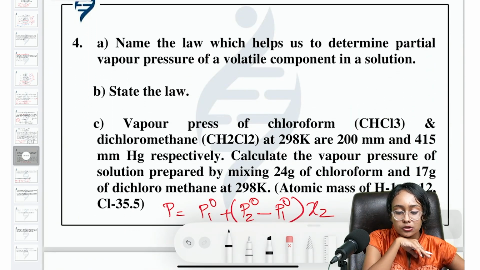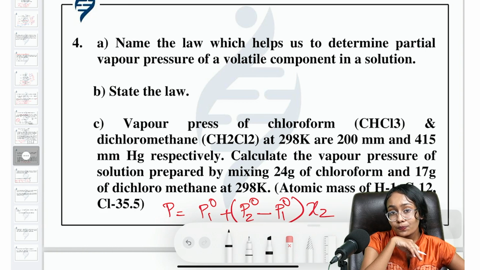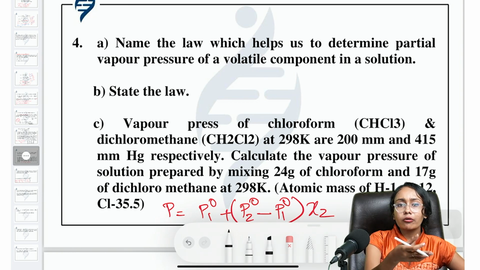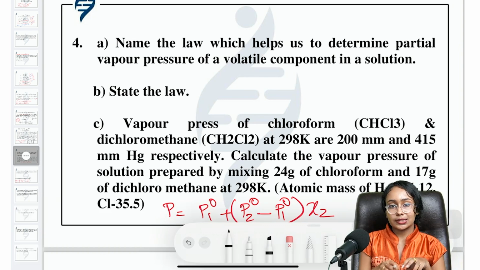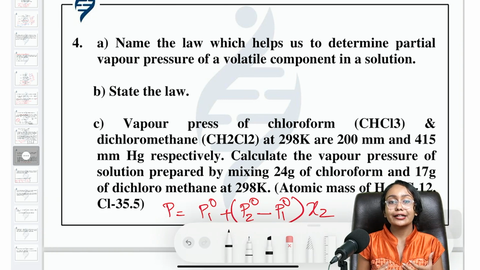Name the law which helps us to determine partial vapor pressure of a volatile component. Which is the law? Raoult's law. Yeah. State the law. We already know what the law says. Just keep the concept in mind, and you need to just put those ideas into words. Okay, you need to transform those ideas into words.